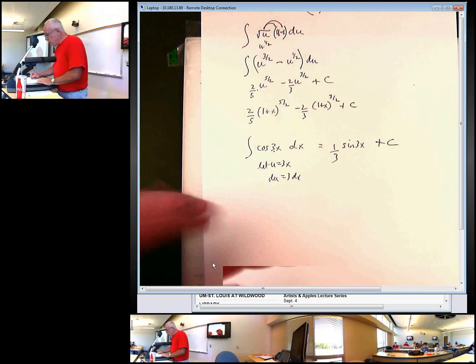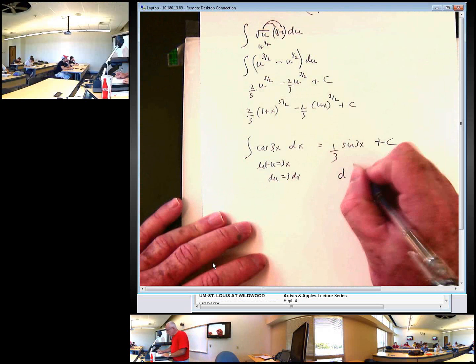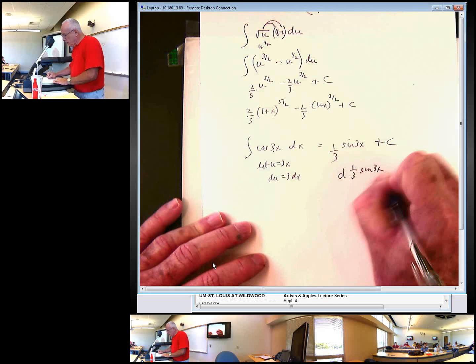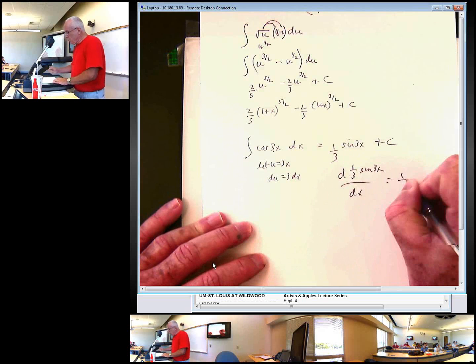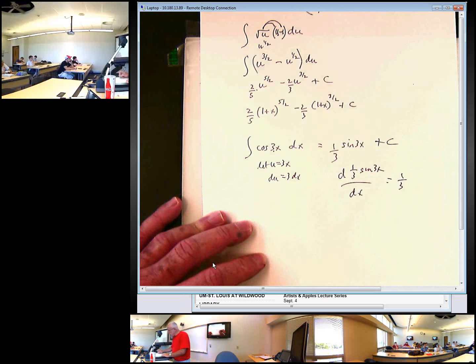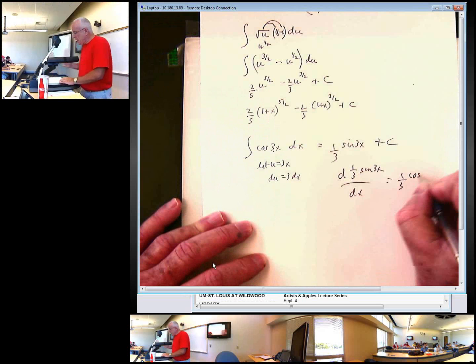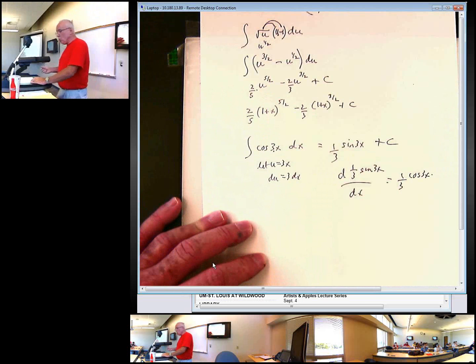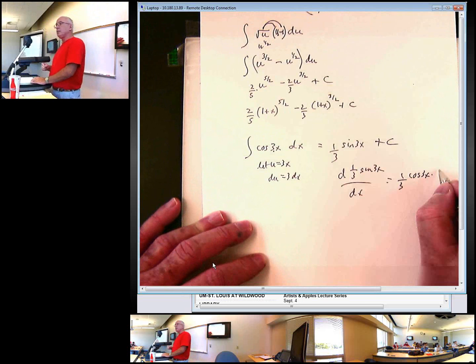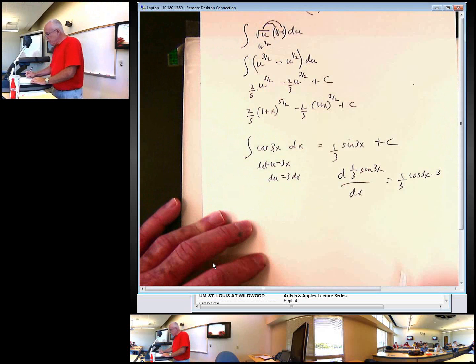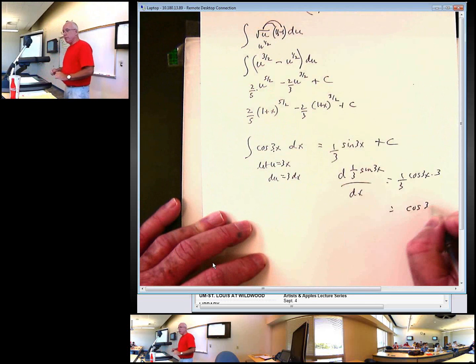When you do the derivative of 1 over 3 sine of 3x, you get 1 over 3, the derivative of the sine is the cosine of 3x, and then of course we have to use the chain rule, so the derivative of 3x is 3, and of course we get back to what we started with.